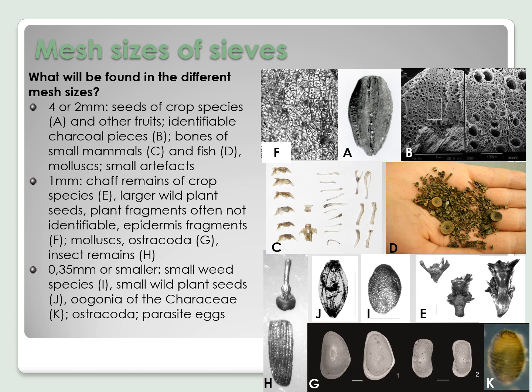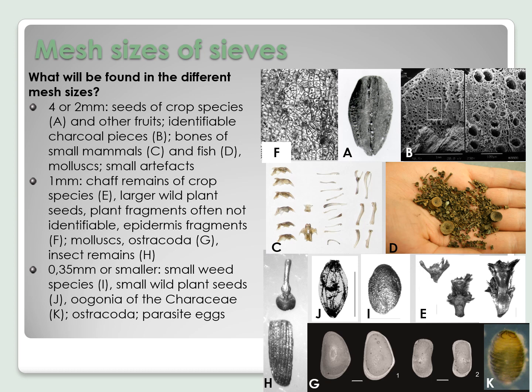The 1 mm sieve will mostly contain chaff remains of crop species if agriculture was practiced on the site, and then larger wild plant seeds. Plant fragments, and fragments here of mostly cereals, are sometimes hard to identify. Then we may find epidermis fragments, again mollusks, ostracoda, which are small crustacea, and then we may also find insect remains in these 1 mm sieve sizes.